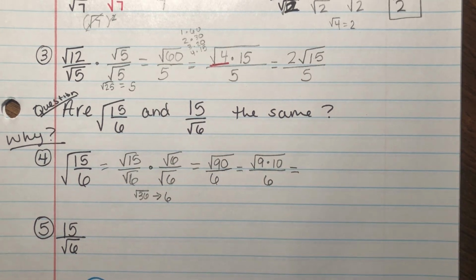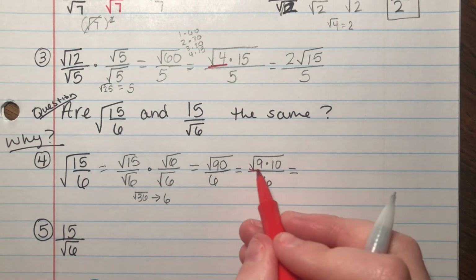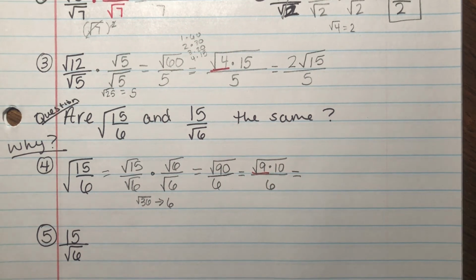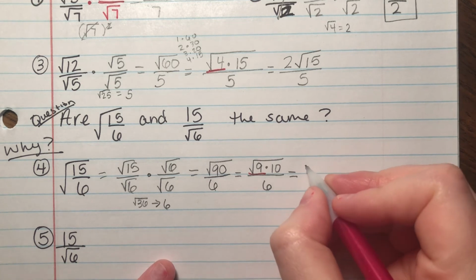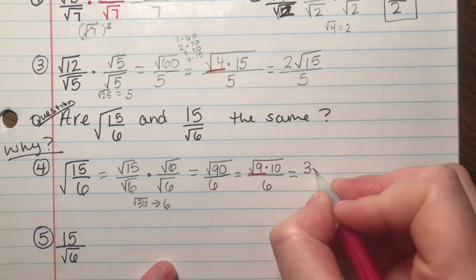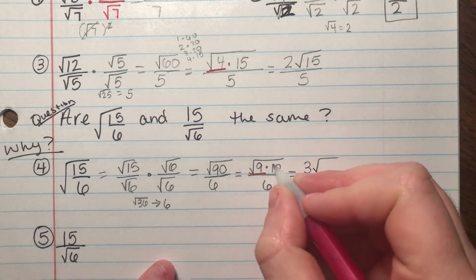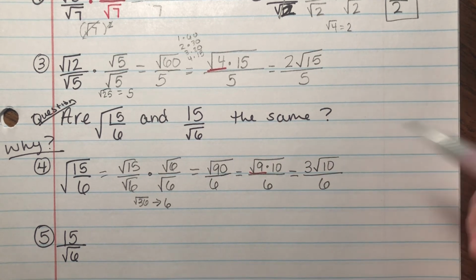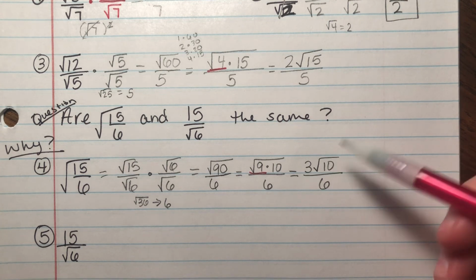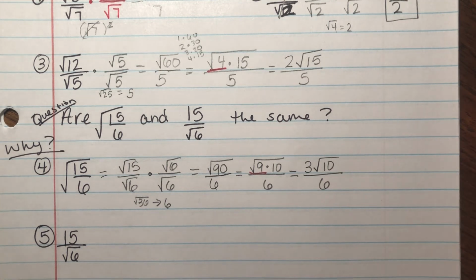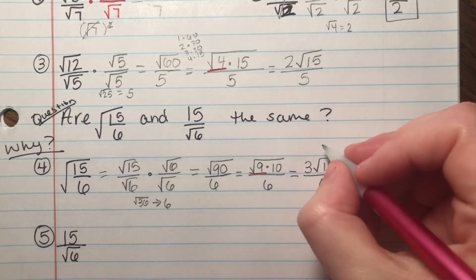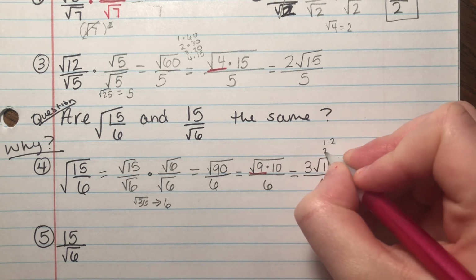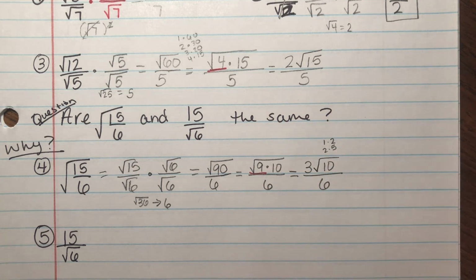All right, so now I'm going to take the square root of 9 here and pull it outside. So what is the square root of 9? 3. So I'm going to pull that outside, and then I'm left with 10 on the inside over 6. All right, I can't simplify this radical any further because I don't have any factors of 10 that are a perfect square, right? I have 1 times 2 and 2 times 5, none of which are perfect squares.